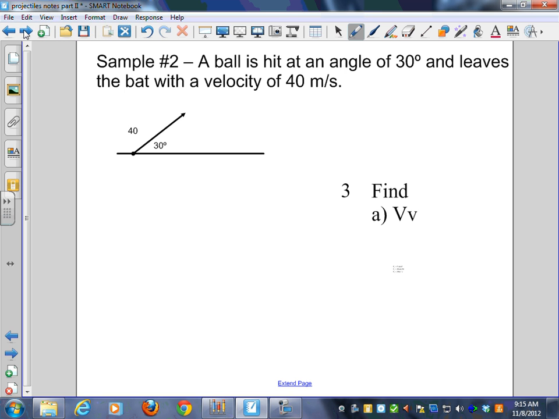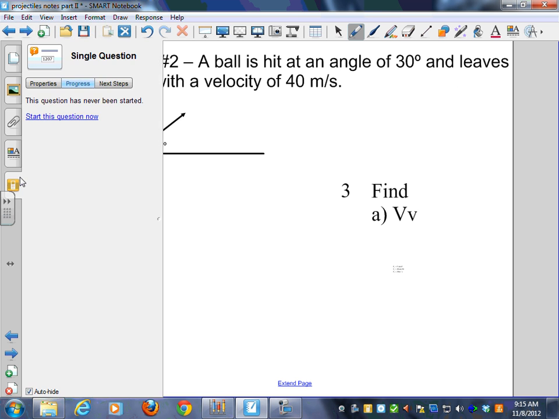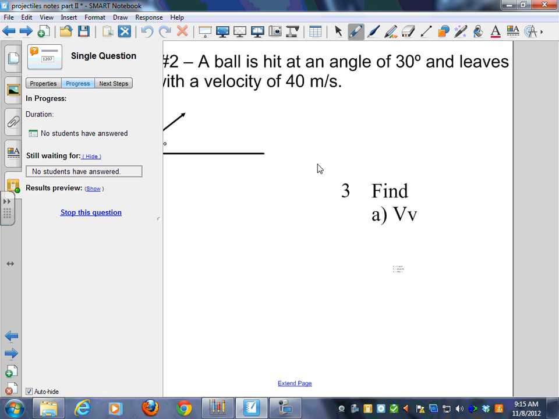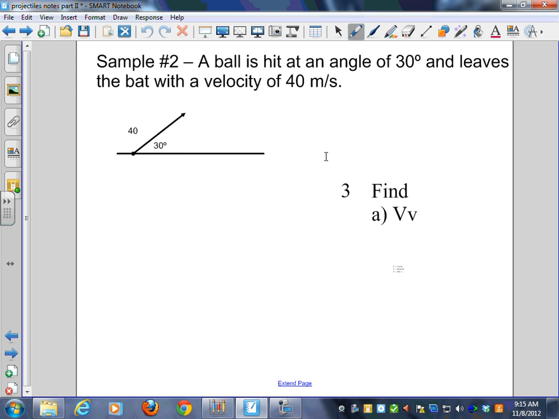Okay, so here's a sample. A ball is hit at an angle of 30 degrees and leaves the bat with a velocity of 40 meters per second. We'll call that the muzzle speed, right? It's the initial velocity. Whatever it is called, it's the speed right there, kind of thing, right? So tell me, what is the vertical component?